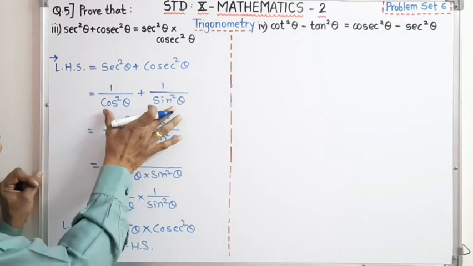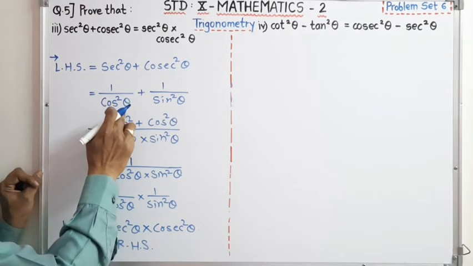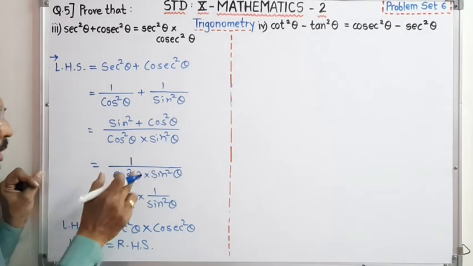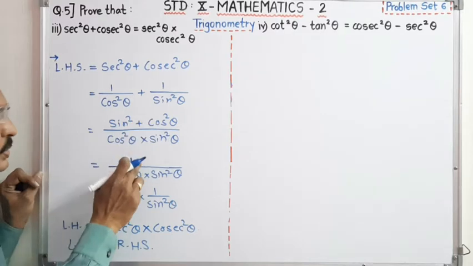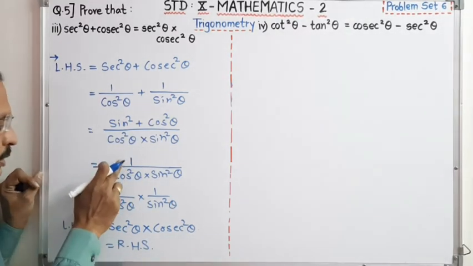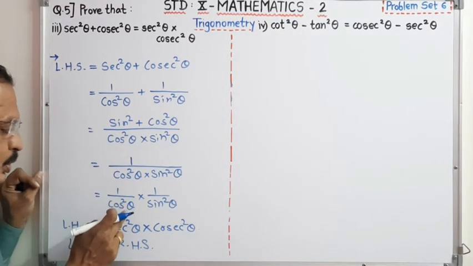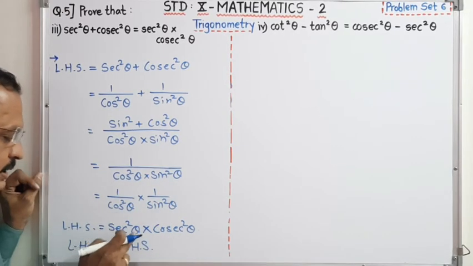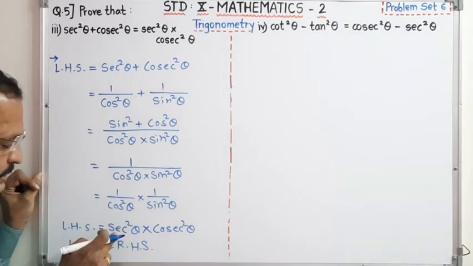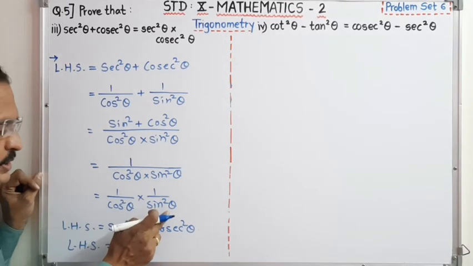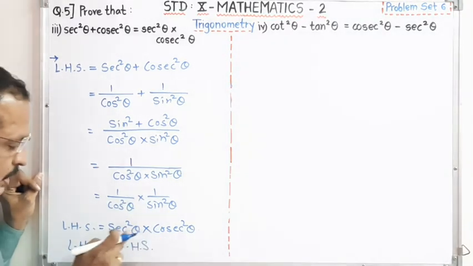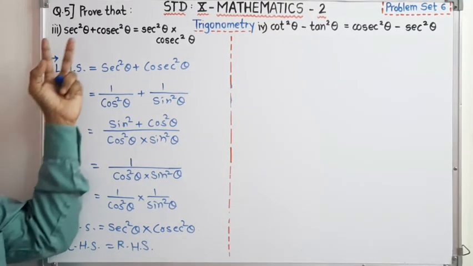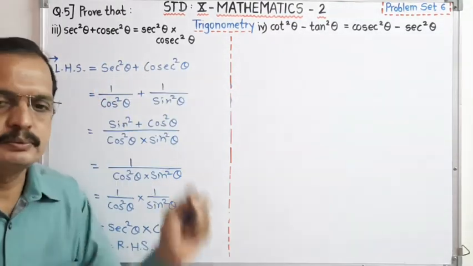Simple, we just have to apply here 1 upon cos square theta plus 1 upon sin square theta, to the addition. After that, sin square theta plus cos square theta is equal to 1, and then we simplify this 1 upon cos square theta into 1 upon sin square theta. Therefore, in the LHS, 1 upon cos square theta means sec square theta, and 1 upon sin square theta means cosec square theta. Therefore sec square theta into cosec square theta. Therefore we prove that this is equal to this.